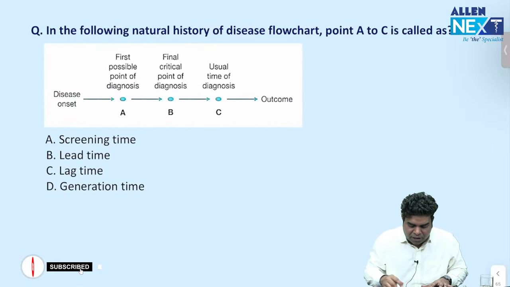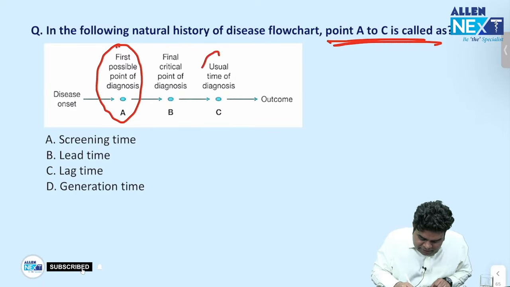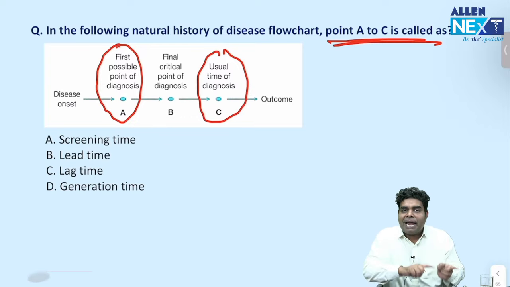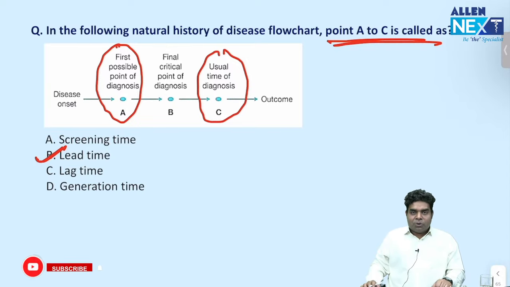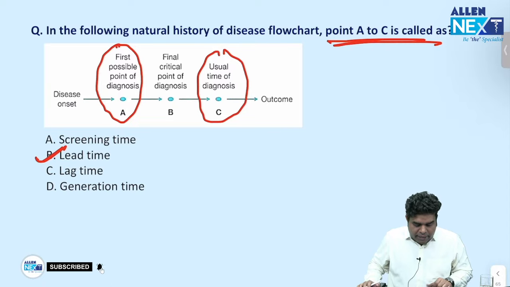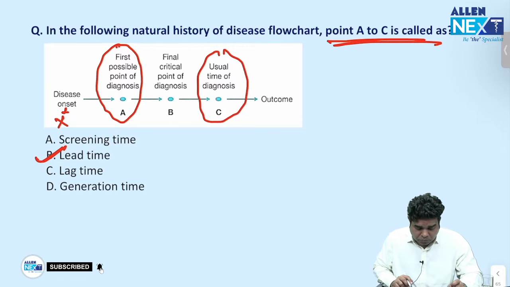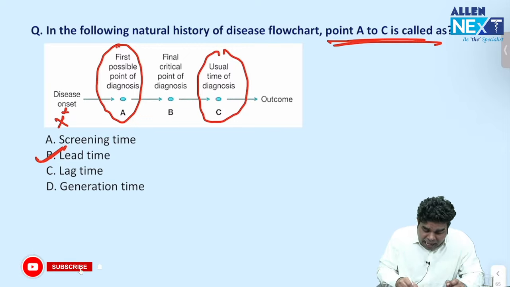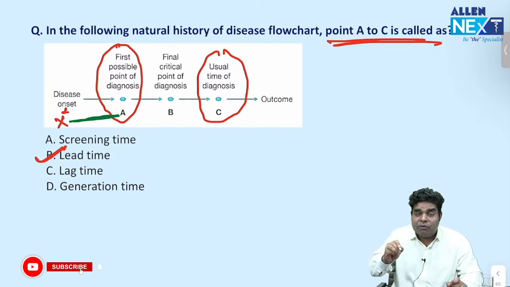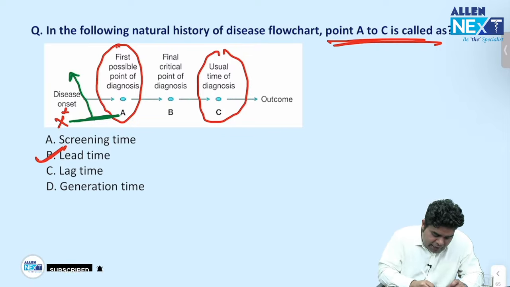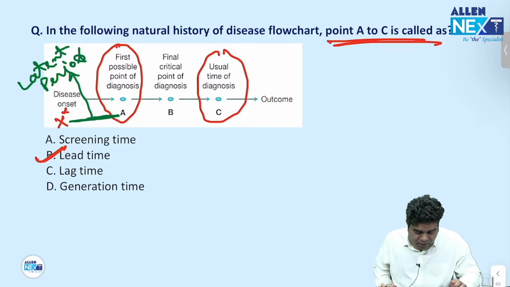Now, next question, in the natural history of disease, point A to C is called. A is the first possible diagnosis, C is the usual time of diagnosis. And the time gap between first possible diagnosis and usual diagnosis is known as lead time. Okay. Now, suppose disease onset is X. The time between X to A is the time when the disease is hidden. We cannot detect it. So this X to A will be known as latent period because in this time the disease is hidden.